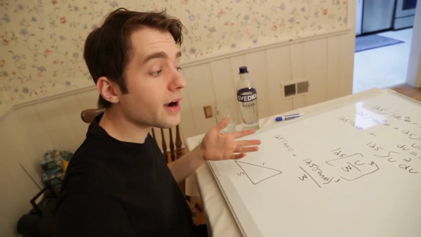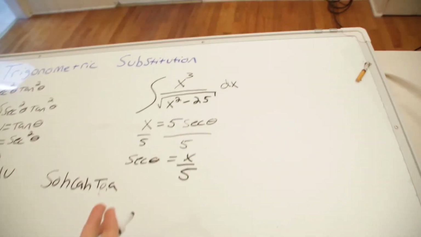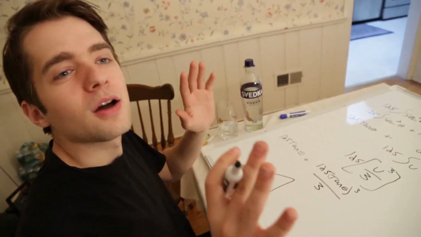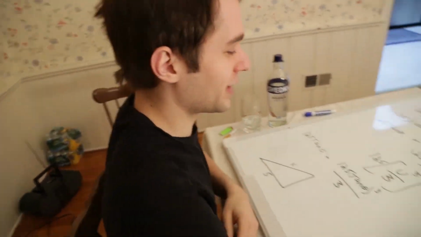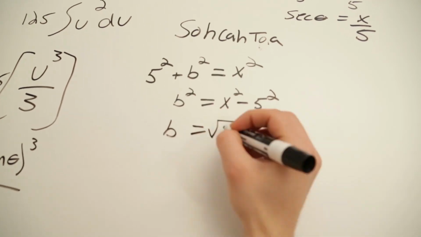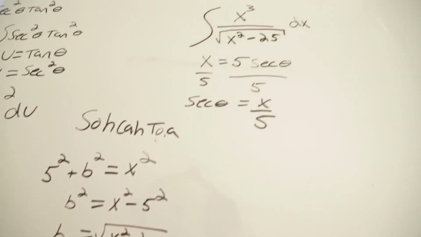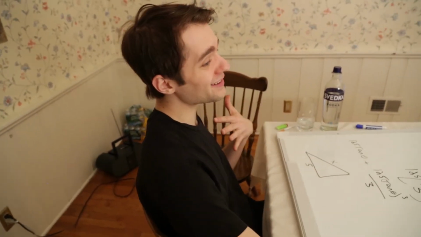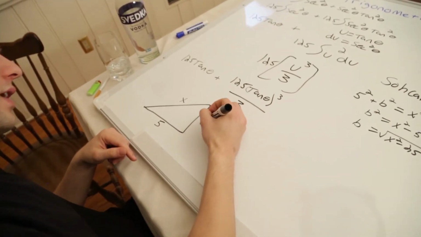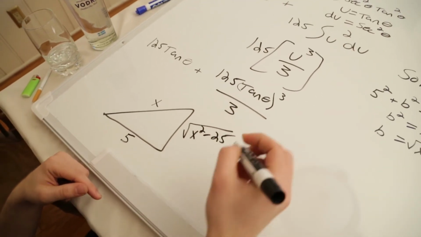I'll bet $100 million that it turns out to be that radical. But let's just, for the sake of math, let's just do it. 25. No way. Dude, crazy. Crazy. So we can fill in our triangle, x squared minus 25.